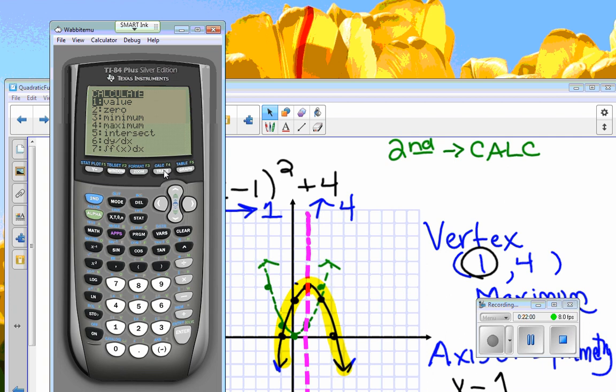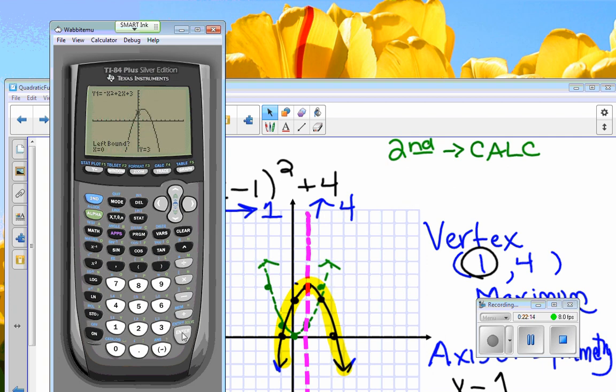And where do you see an option here that would help us find the maximum? Option 4. Okay? Because we already in our mind know according to the graph that it's upside down, so it's a maximum. So I'm going to hit enter. And it's going to ask us some questions. Do you see the little flasher guy that shows up? You have to mark it to the left.